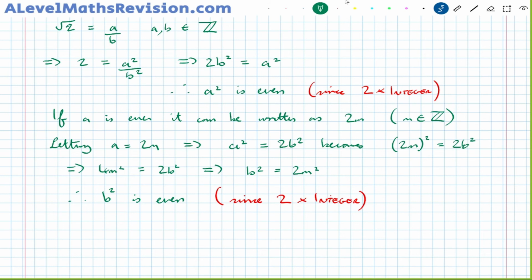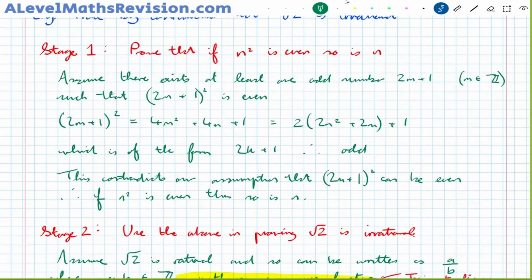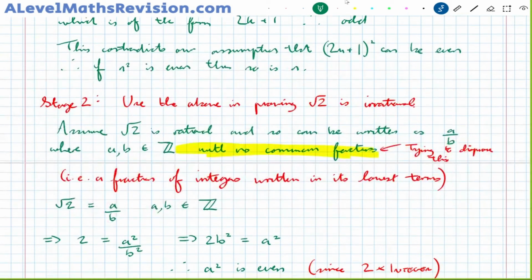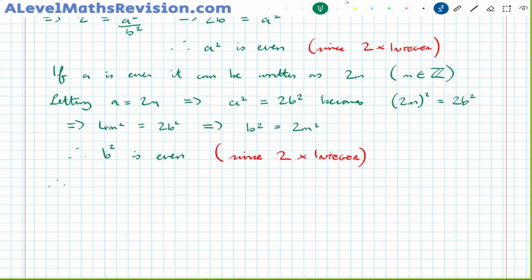So we've got a squared and b squared are even. Hopefully you're convinced by that, because they're both 2 times an integer. And now we're going to go back up to the work we did before: prove that if n squared is even, so is n. So we're going to use that fact now. If an integer squared is even, then so is the original integer. Therefore, if a squared and b squared are even, then so are a and b, by the stage 1 proof.